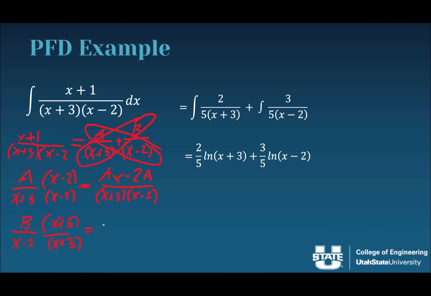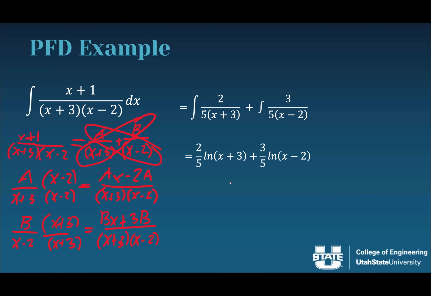Right? And once we do that, we're going to have bx plus 3b is equal to x plus 3 over x minus 2. That's a 3. Cool. Any questions so far? We good with everything? How that's moving so far? All right. So now we'll go on to the next step.